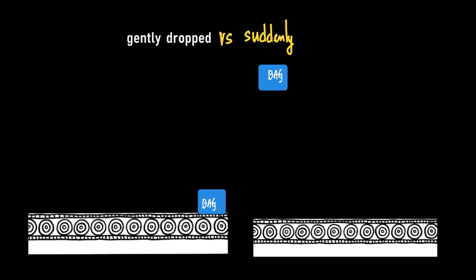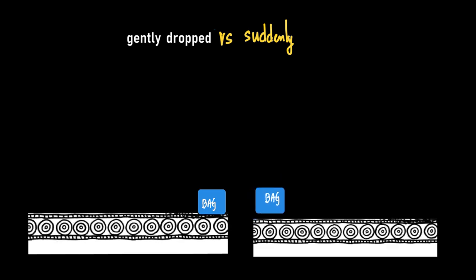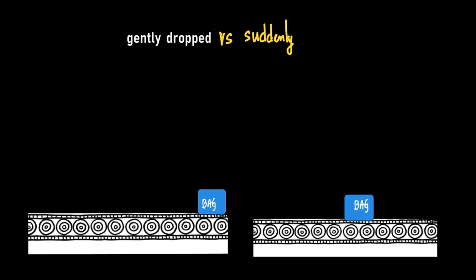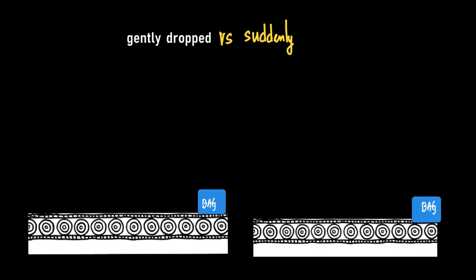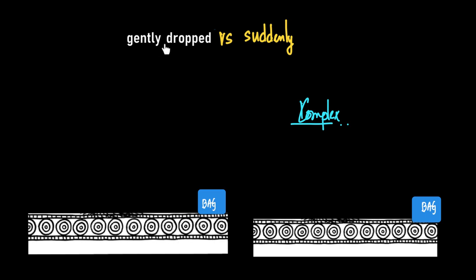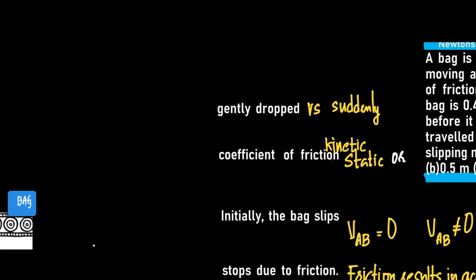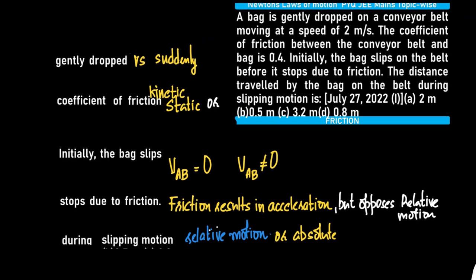However, if you drop it suddenly, what will happen? It will fall on the belt, it may bounce a couple of times, and then it will acquire the velocity of the belt. So this condition would make the problem really complex to solve. That's why the question specifically says gently dropped. Now let us try to understand the next set of statements.